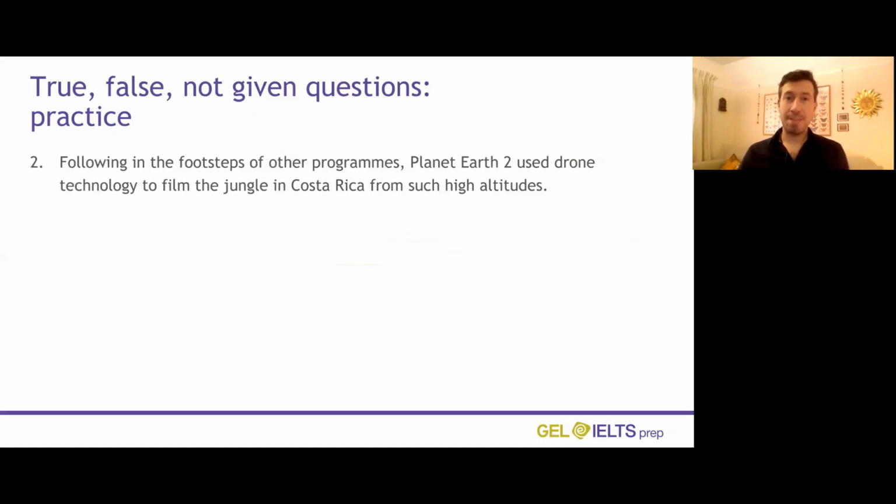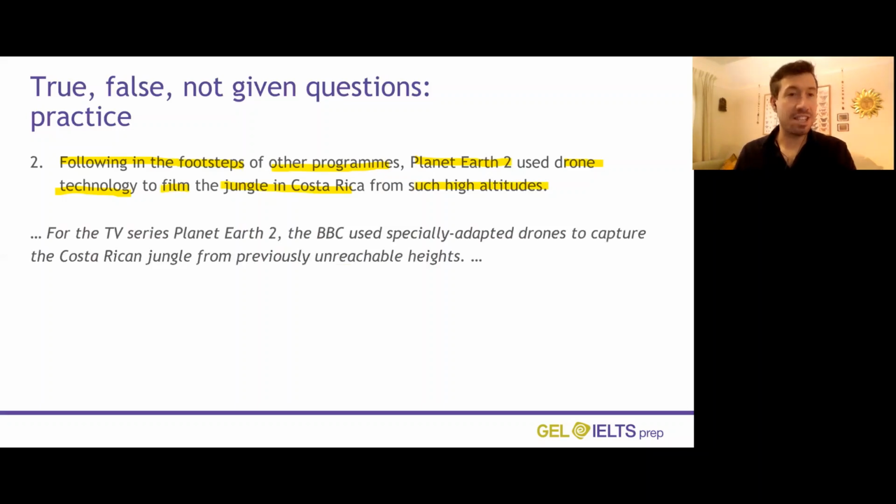Let's look at another example. So we're going to highlight the keywords here again at this one. So it says, following in the footsteps of other programs, Planet Earth 2 used drone technology to film the jungle in Costa Rica from such high altitudes. So again, we've highlighted the keywords first, and here is the text. And what I'd like you to do now is look at question 2 below the video and see if you can choose true, false, or not given for this one.